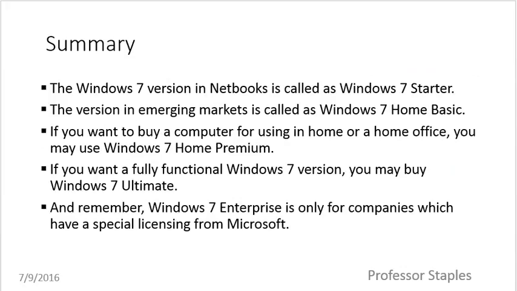Here is the summary which I lined up so we may all read together. The Windows 7 version in netbooks is called Windows 7 Starter. The version in emerging markets is called Windows 7 Home Basic. If you want to buy a computer for home or a home office, you may use Windows 7 Home Premium. If you want a fully functional Windows 7 version, you may buy Windows 7 Ultimate. And remember, note it down: Windows 7 Enterprise is only for companies who have special licensing from Microsoft.